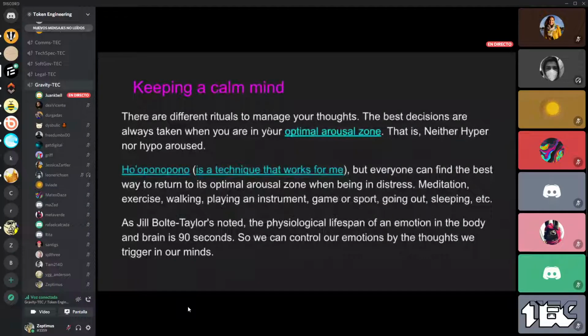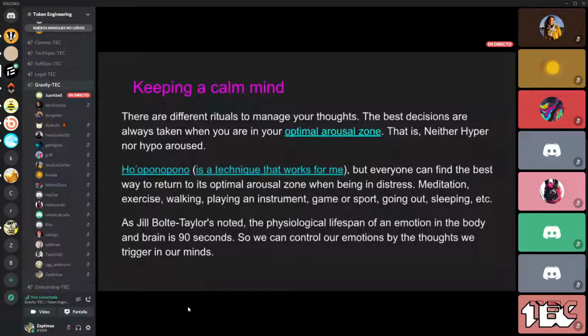And as I was talking before, there is meditation, there is playing video games. All of that is good if you're using it to calm yourself down. Or maybe if you are hyper aroused, you can do some exercise, or you can talk with another person, so that you can understand your own feelings.